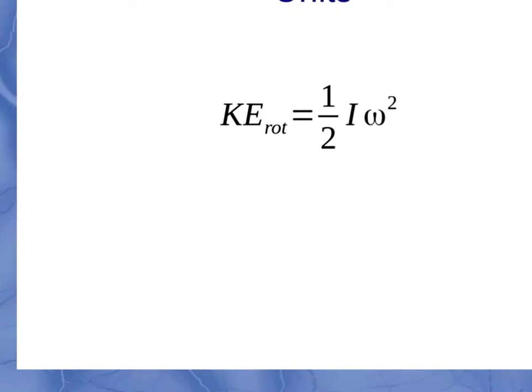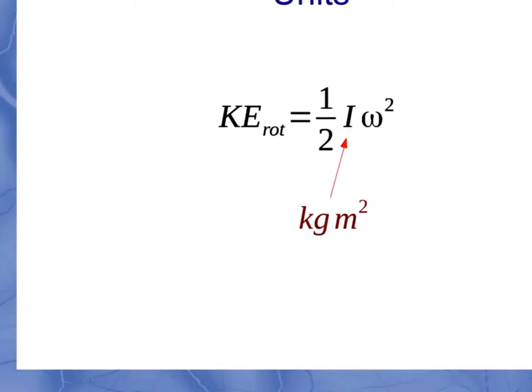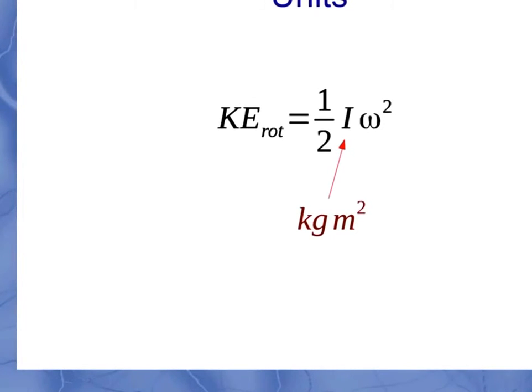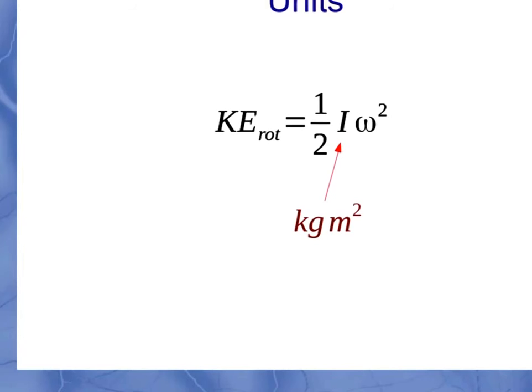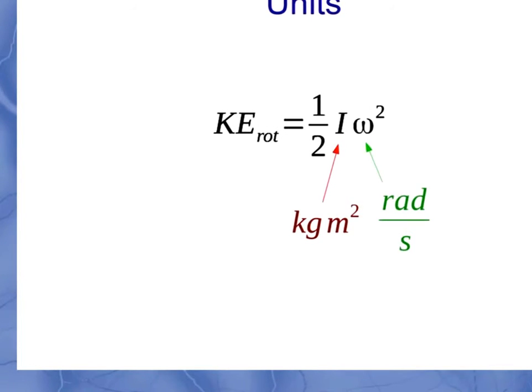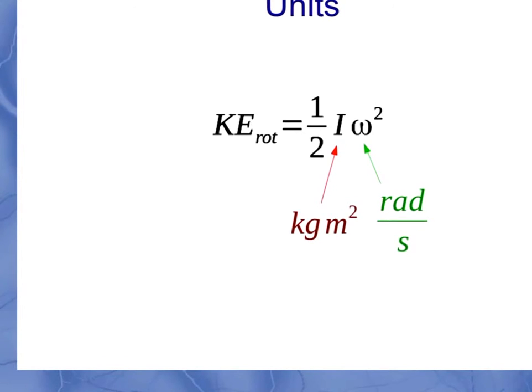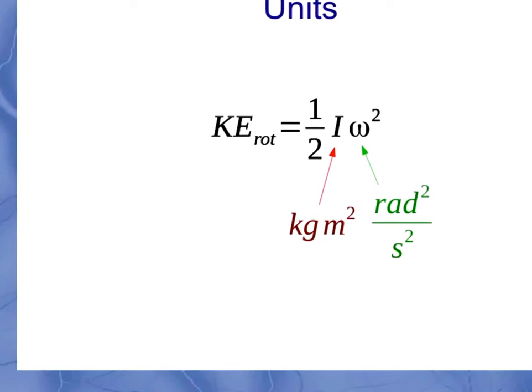Now I can take a look at the units. Starting with moment of inertia, that's kilogram per meter squared. Not kilogram per meter squared. Students make that mistake often. Kilogram times meter squared. And my omega is in radians per second. But it's squared, so it's really radians squared per second squared.